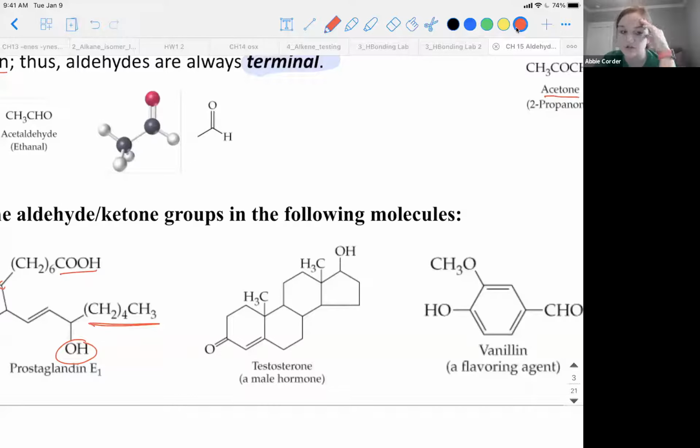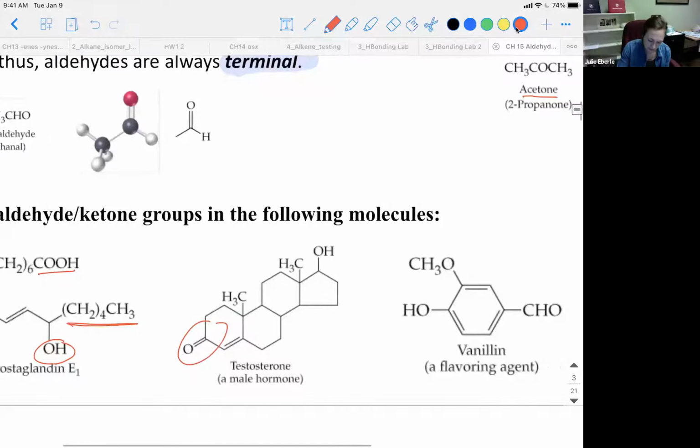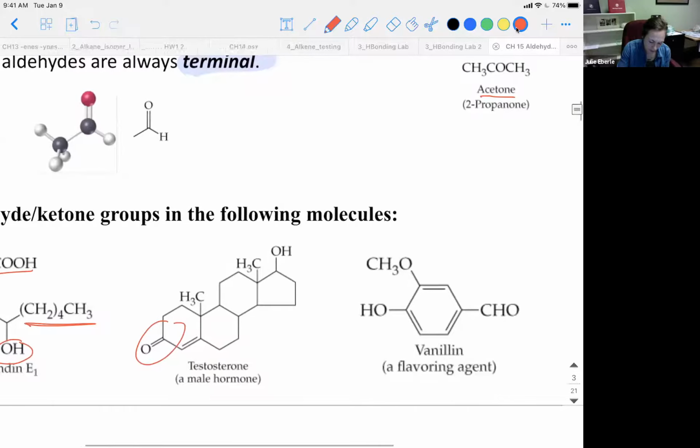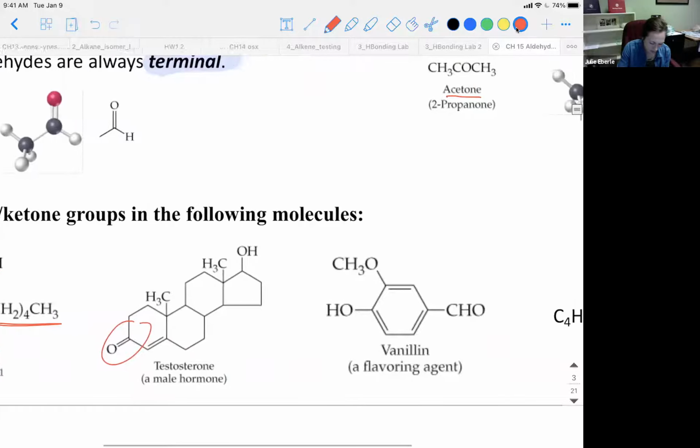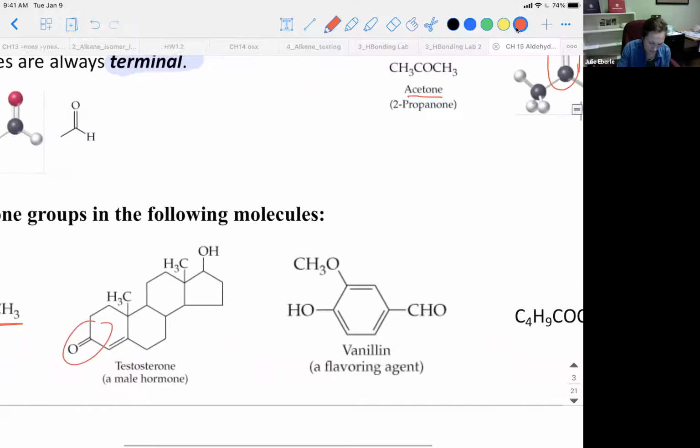There's another ketone in there. There is a ketone, Abby, right here. And I think that's it. I see an alcohol, I see an alkene, I see those methyl groups, but that's it. Okay, we'll keep going because there's fewer functional groups than I remembered or thought.